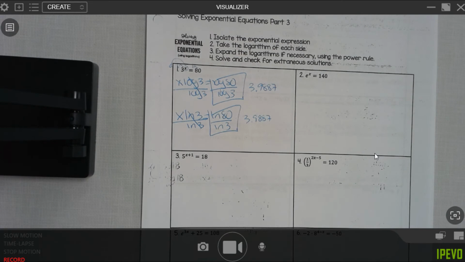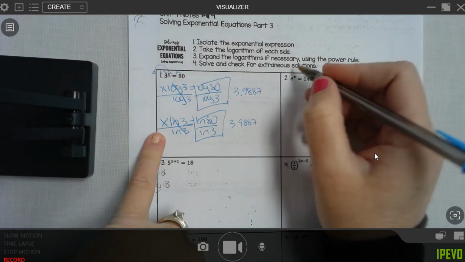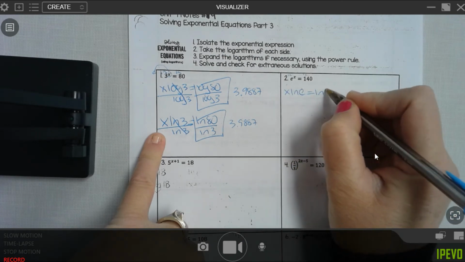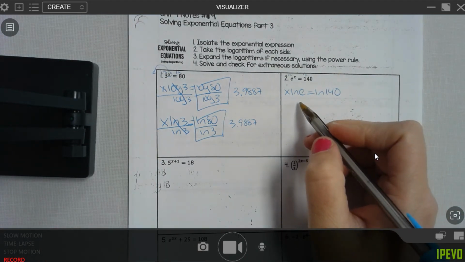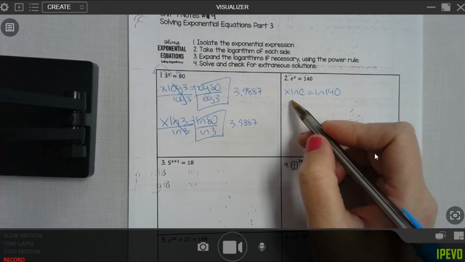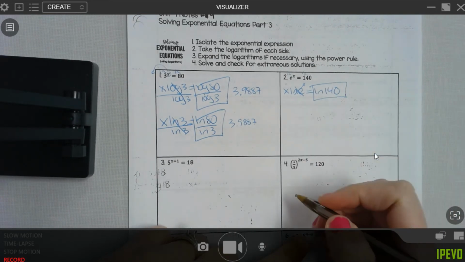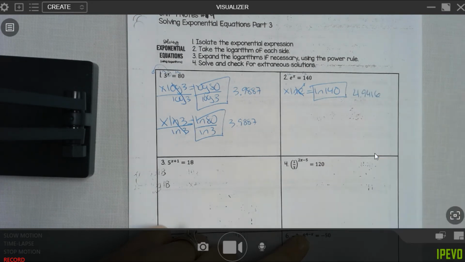The easiest time to use natural log is if your base is e, because it's going to cancel out. If I natural log both sides of this, I'm going to get x natural log of e equals natural log of 140. We should have learned by now that natural log of e is 1. If you don't know that, that's fine. Just check your calculator, put in natural log e. It might want you to put an exponent in there, and if it does, put an exponent of 1. So this should end up telling you that it's 1, so you really just have natural log of 140. If you want a decimal answer, that's 4.9416.